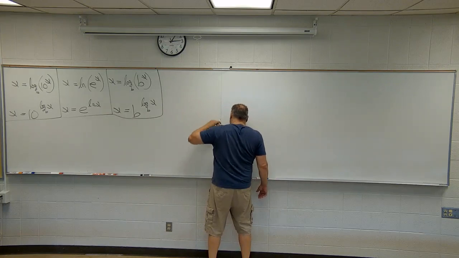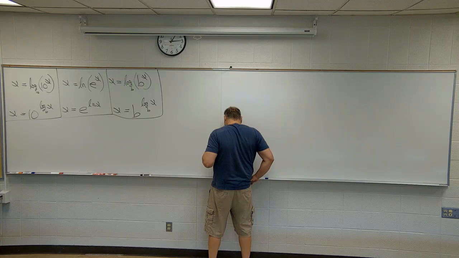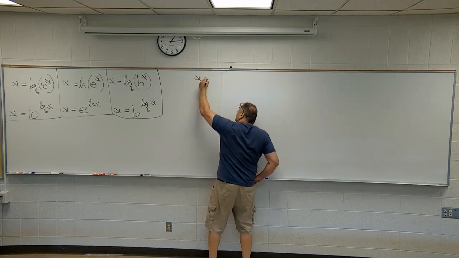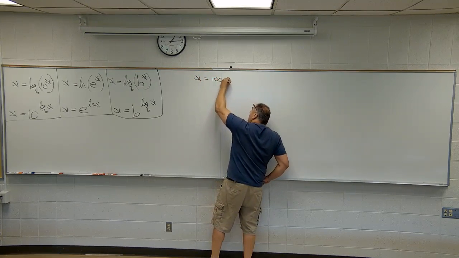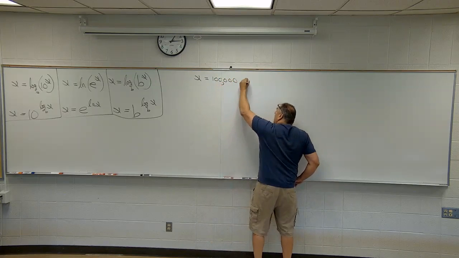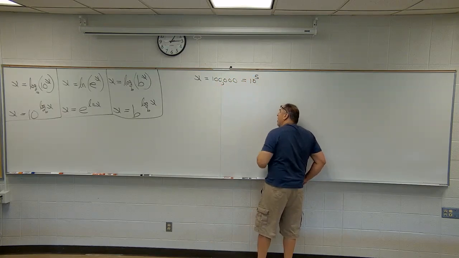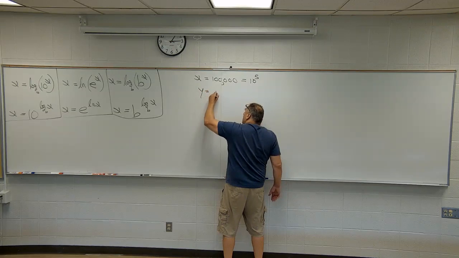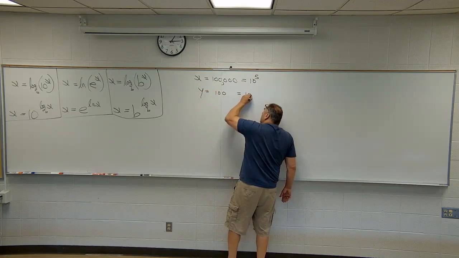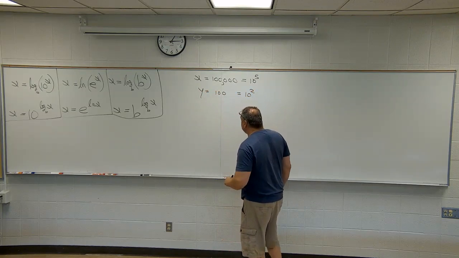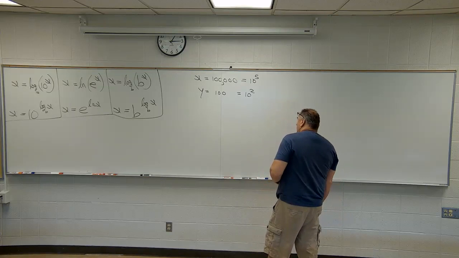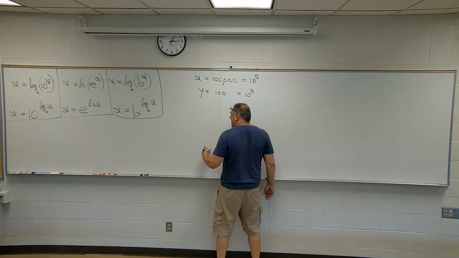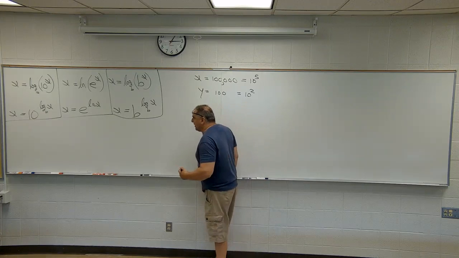If x was equal to 100,000, is 100,000 equal to 10 to the fifth power? If y is equal to 100, is that 10 to the second power? Got to ask you some questions, guys. There are some formulas that generally are true, and I'll try to figure that one out for you as well.